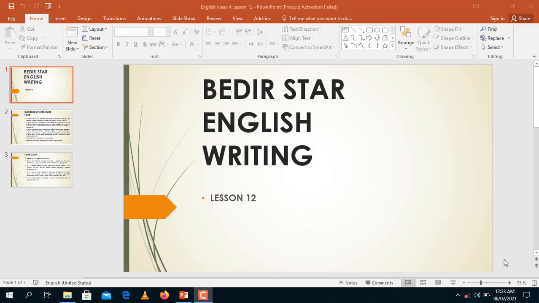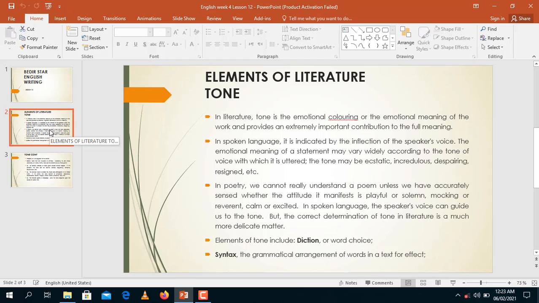So let's look at the tone as an element of literature. In literature, tone is the emotional coloring or the emotional meaning of the work and provides an extremely important contribution to the full meaning of the story. So, the tone of a story is the emotional meaning of the story. It's very important as a writer to include some emotions in your writing. By emotions, I don't mean only sad emotions. There can be different emotions.